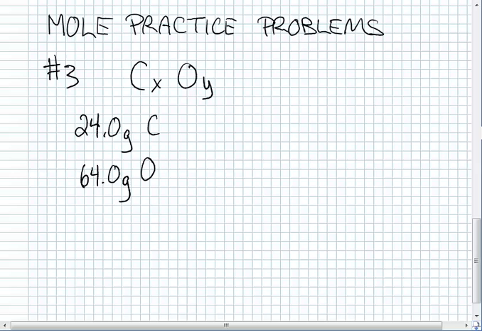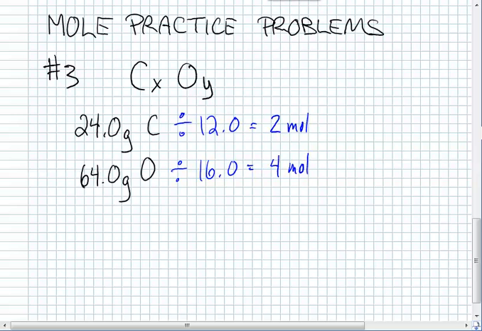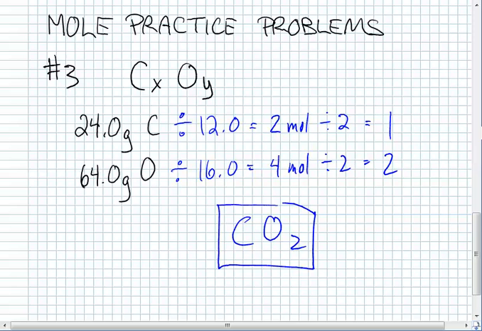So here it is here. Divide both of those by their atomic masses, and we see that there are 2 and 4 moles of each. If you divide both of those by the smaller of the two numbers, we get a 1 to 2 ratio, which means that this is CO2. And that is all you need to do for number 3.